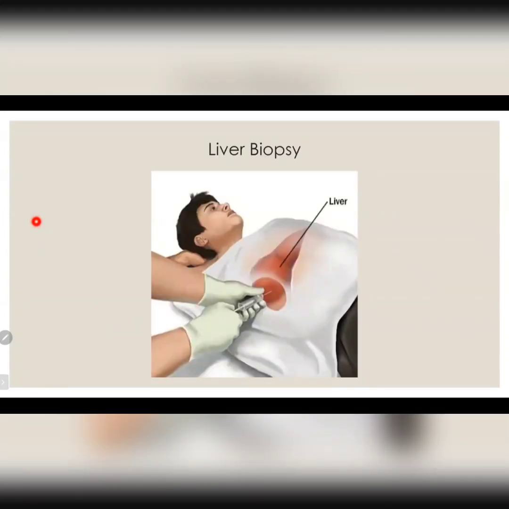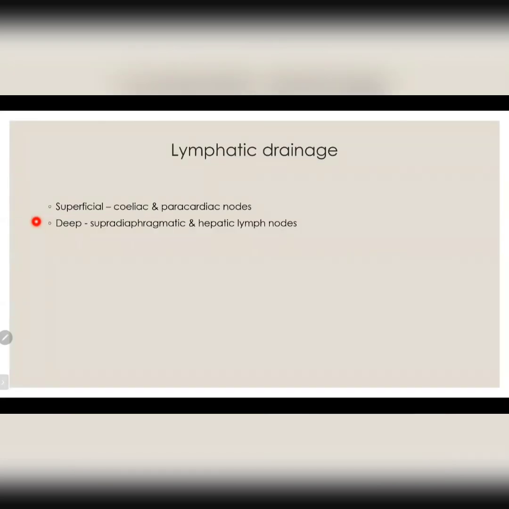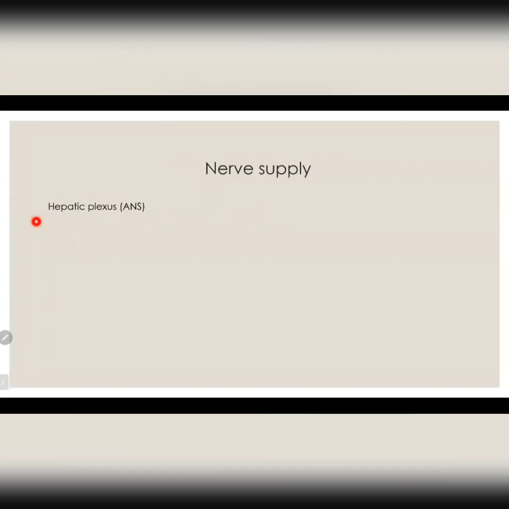Please read about liver biopsy. I'll just say it is done in the mid-axillary line, 9th intercostal space. Just for completion's sake, you can learn a bit about lymphatic drainage and the nerve supply.